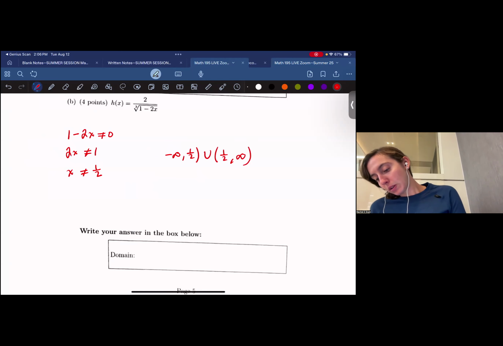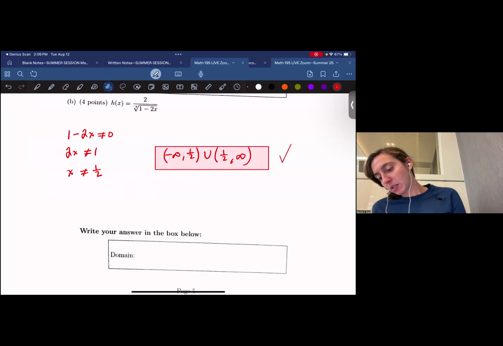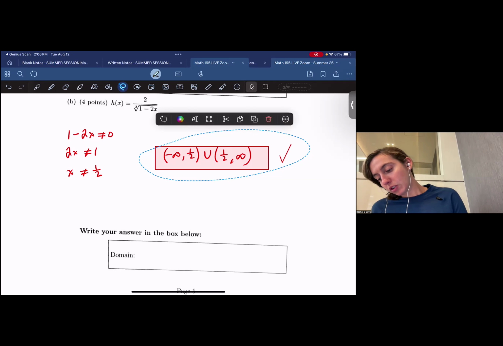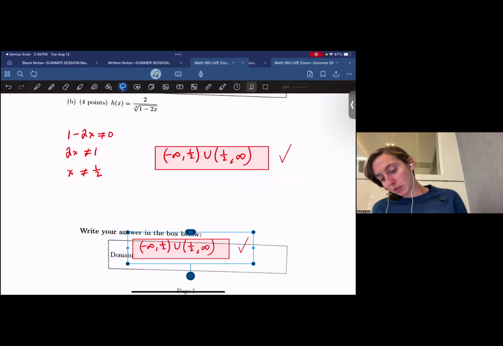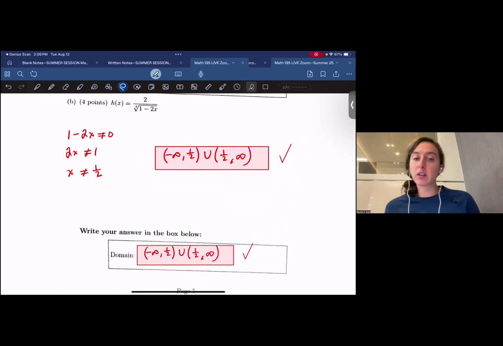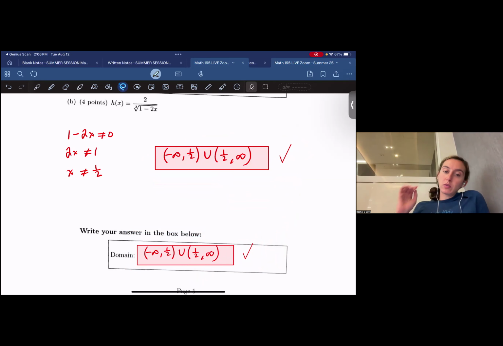So we have our domain as follows. All values from -infinity to 1/2, not including 1/2, union 1/2 to infinity.